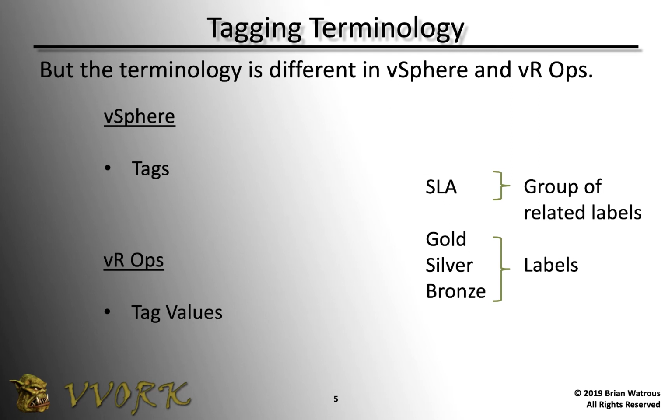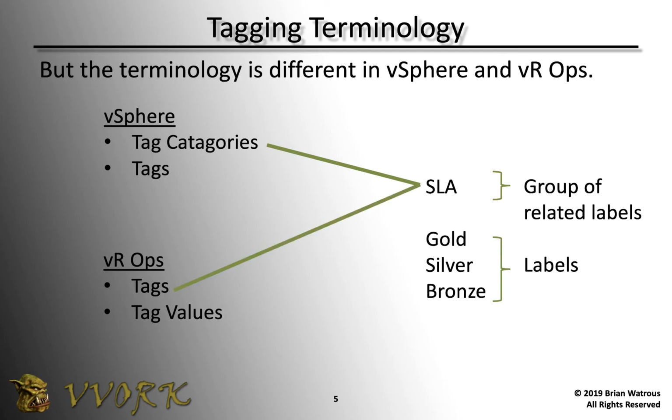So to create a grouping like that in vSphere, we would create a tag category. On the other hand, in vRealize operations, you would create a tag, not tag value, again, tag values are the label, but a tag. A tag in vRealize operations is not the label itself. The tag is the grouping of tag values. So again, if we want to create a grouping called SLA, in vSphere we would create a tag category called SLA. But in vRealize operations, we would do in effect the same thing by creating a tag called SLA.